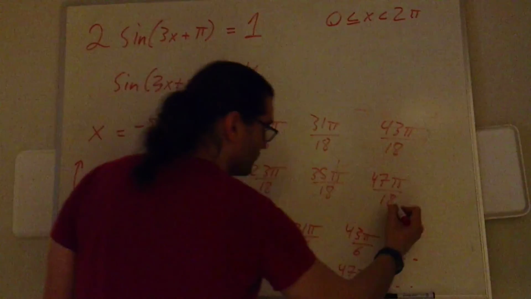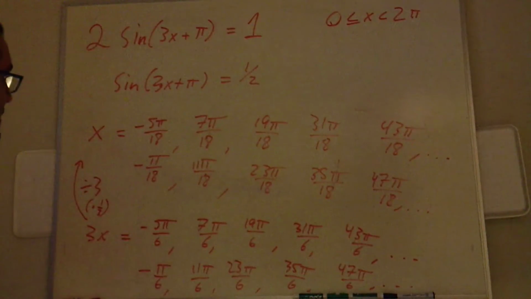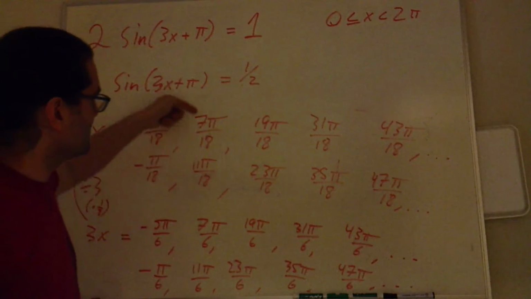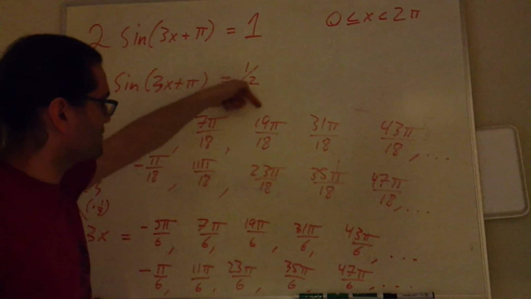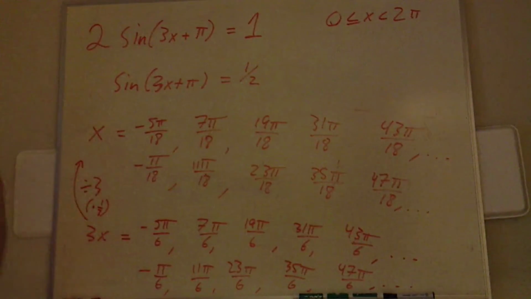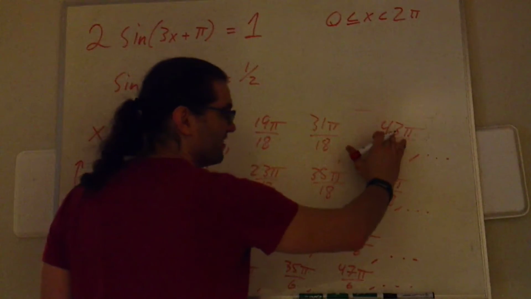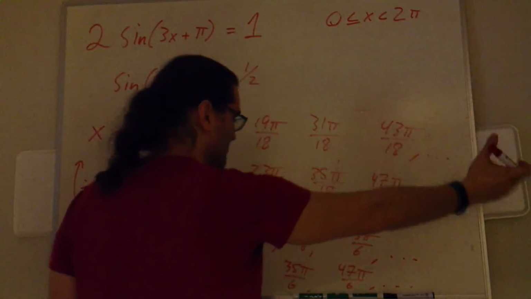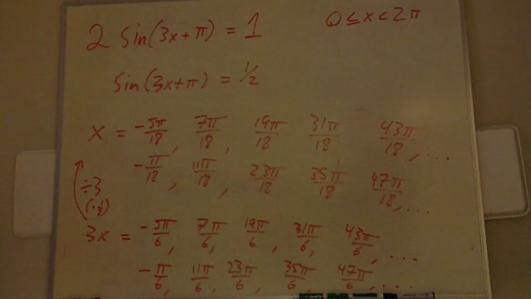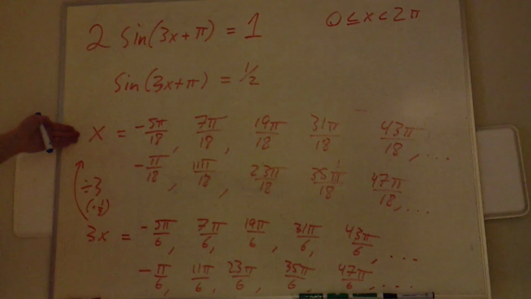Again, if we need bigger numbers, we can add bigger numbers. The pattern here is still pretty clear. The pattern is just plus 12 on the top. The bottoms are all 18s, the pi's are all still there. If we need an additional number, it would probably be 55 pi over 18, because you're just adding 12. So this is my list for possible x values.